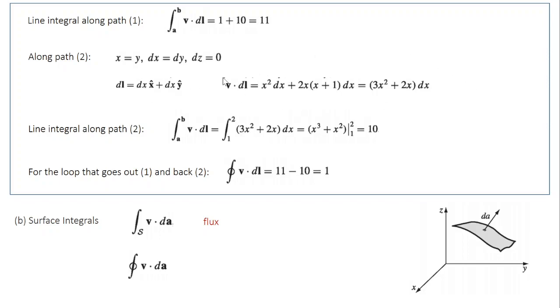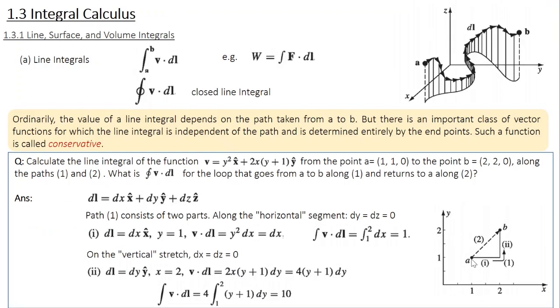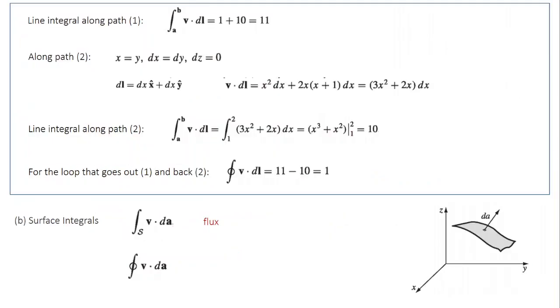You calculate v dot dl and also you apply the limits. So it changes from 0.1 to 0.2. So these are the limiting values of x. So you get the value 10. So along the first path you get the line integral value 11, along the second path you get the line integral value 10. Now for the closed loop, what is the total value?